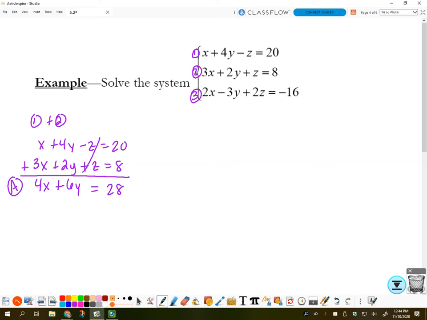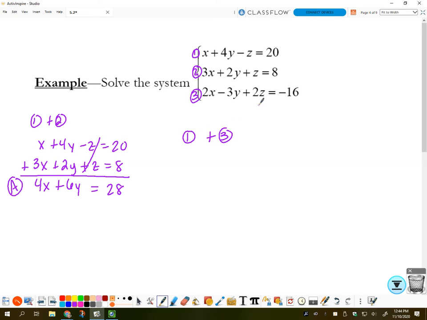Alright, so now I'm going to go back and I either can put 1 with 3 or 2 with 3, and I have to get rid of z again, because if I get rid of a different variable, I'm not going to have something that matches this, and I've wasted my time. So put 2 other equations together and get rid of z. So I think that I can do 1 and 3.